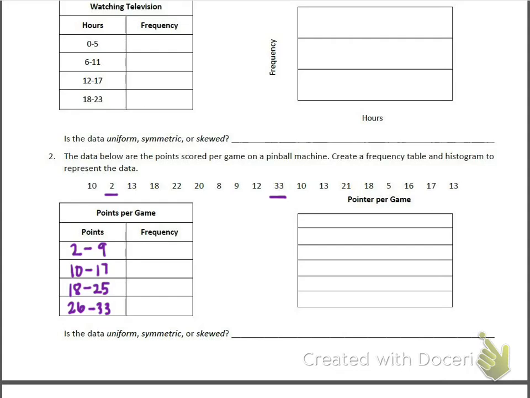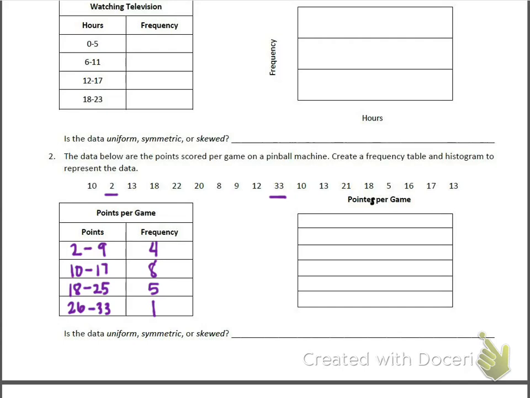So from 2 to 9, how many students were in the 2 to 9? 4. How many students were in the 10 to 17? 8. What about the 18 to 25? And then 26 to 33? 1. So when you are making your histogram, I already labeled it points per game, not pointers per game. Change that to an S. Points per game.